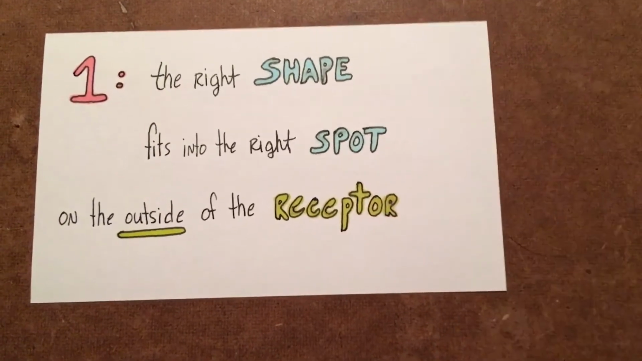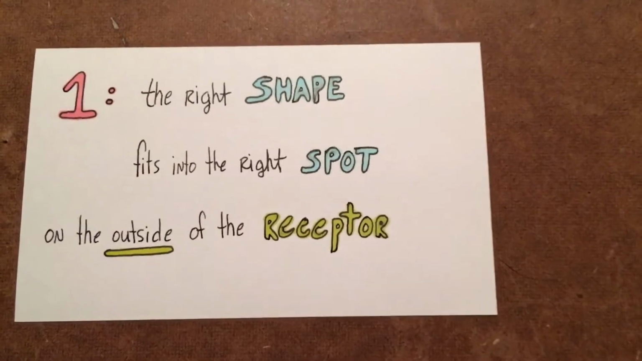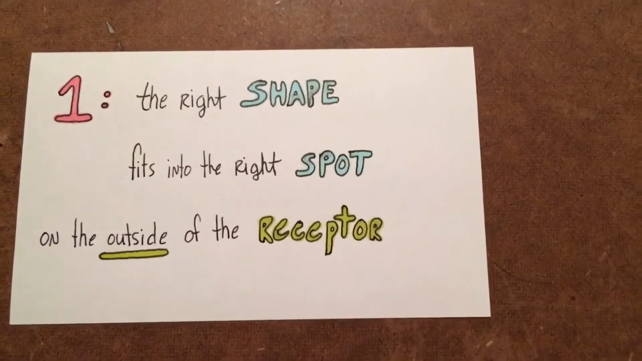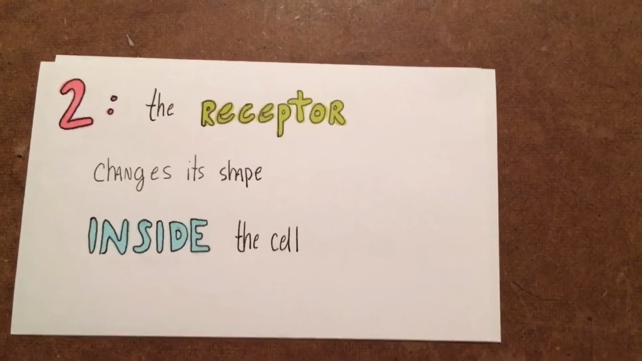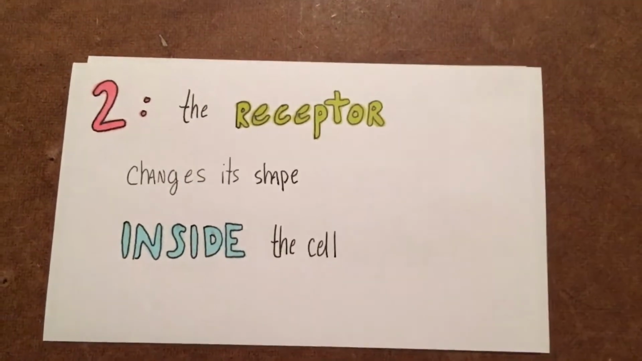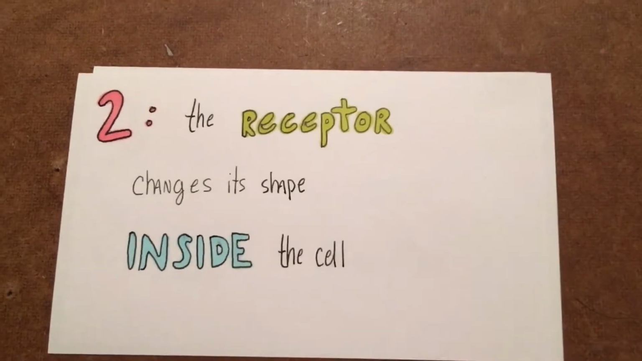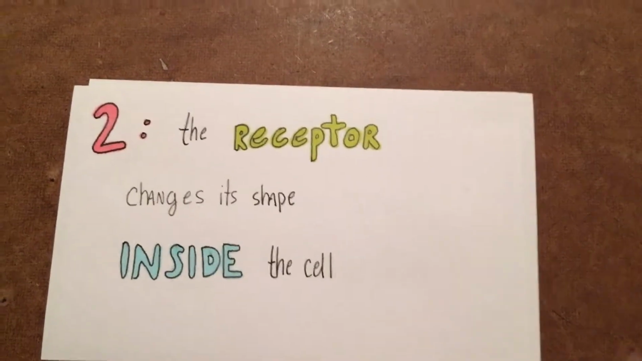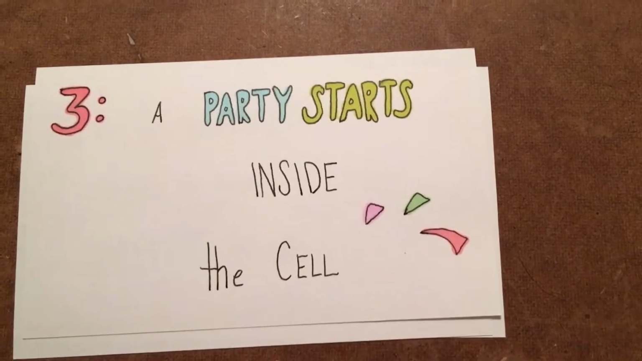It's really cool. So the first step is the right shape fits into the right spot on the outside of the receptor, outside the cell. Step 2, the receptor changes its shape inside the cell, which is just what we saw in my crazy, can we call it an animation? I'm calling it an animation. And 3, a party starts inside the cell.